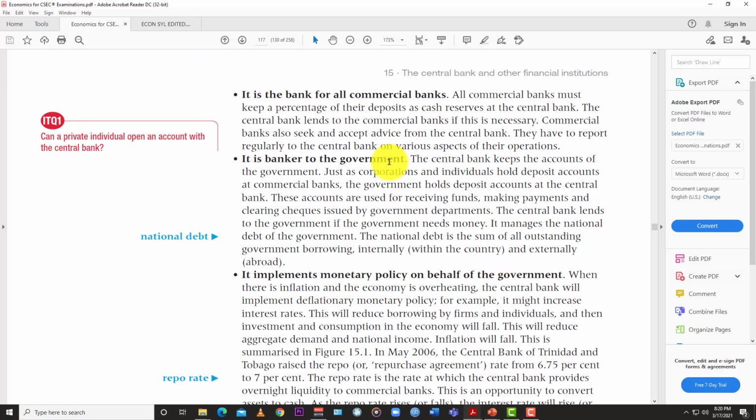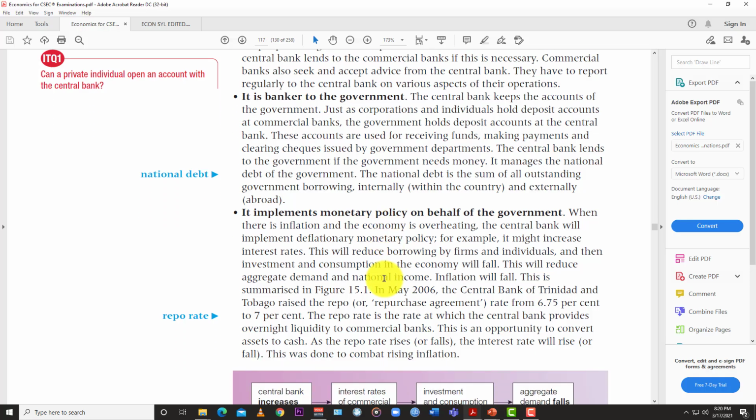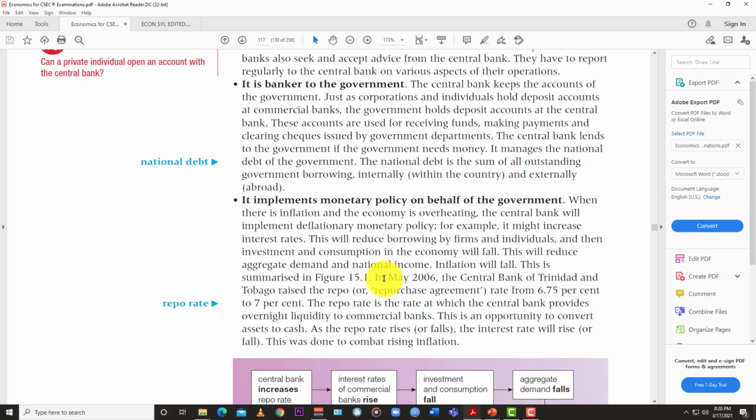They handle all of the government's business as relates to borrowing and repaying the debt. It also implements monetary policy on behalf of the government. And we said monetary policy is the manipulation of the money supply to achieve certain broad economic objectives. When there's inflation and the economy is overheating, inflation means that there's a general rise in all the price levels in a country, in an economy. Everything is getting more and more expensive. That's inflation right there.